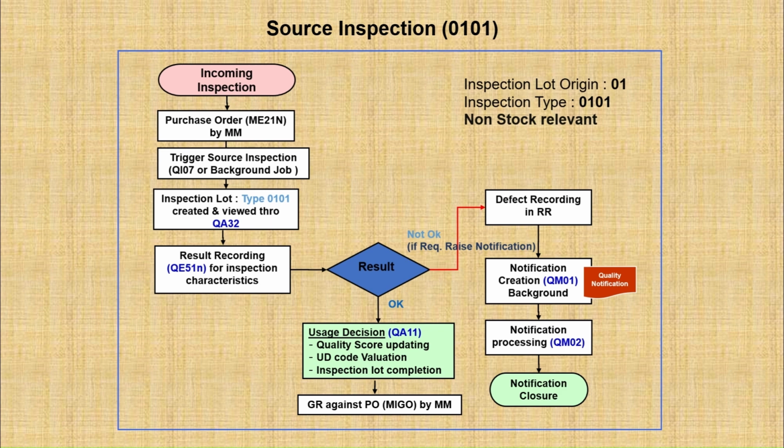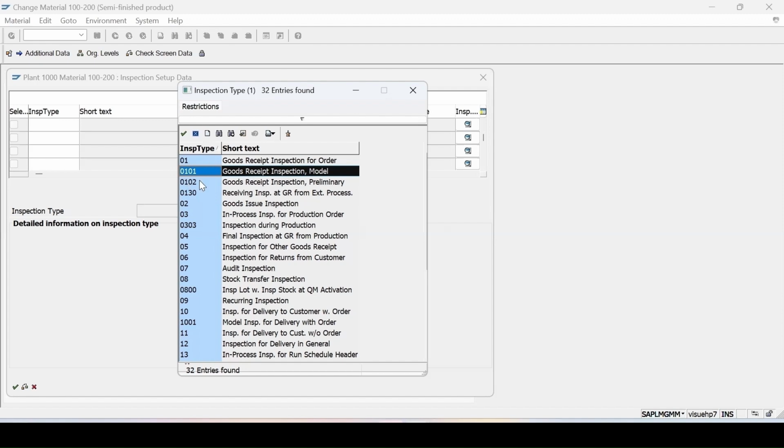Remaining flow is the same, okay, between 01 and 0101. Purchase order is created, MIGO is done, result recording and usage decision. That is the normal flow. The only difference is that immediately after the purchase order, the lot is getting triggered, okay, and we are doing the inspection at the vendor place, the source place only. We haven't received it. This is also called model inspection or source inspection.